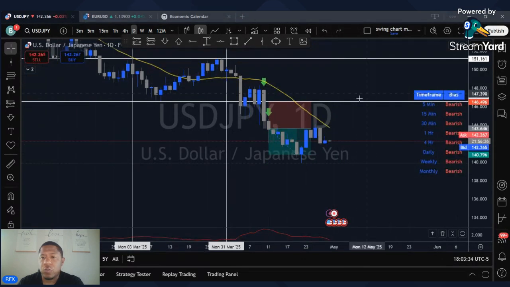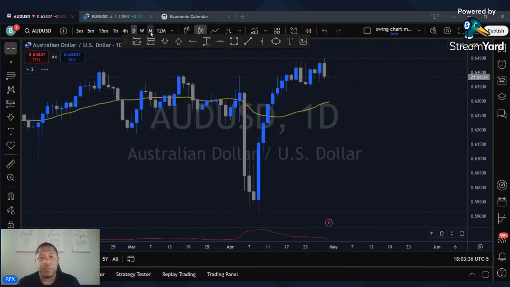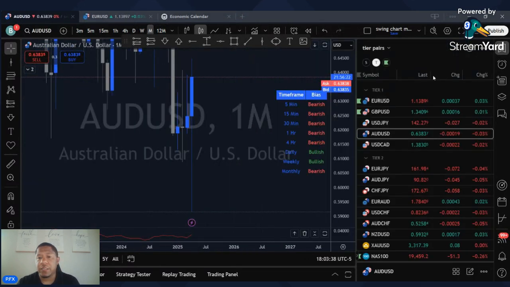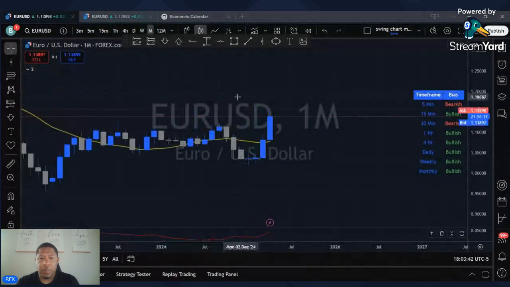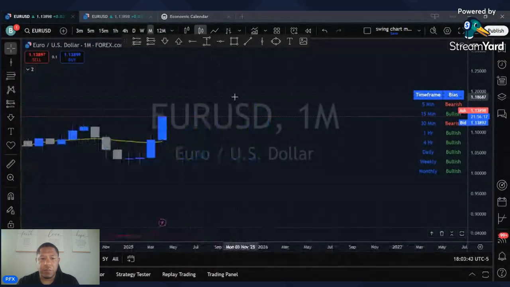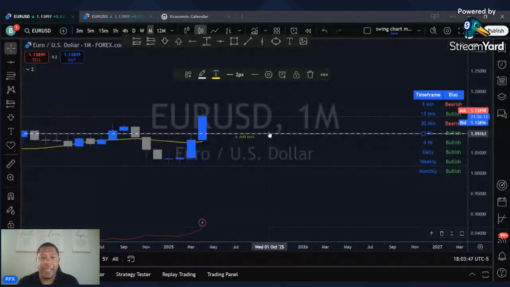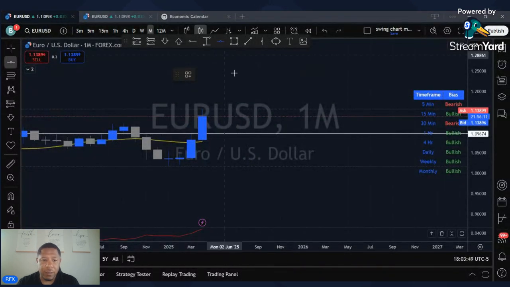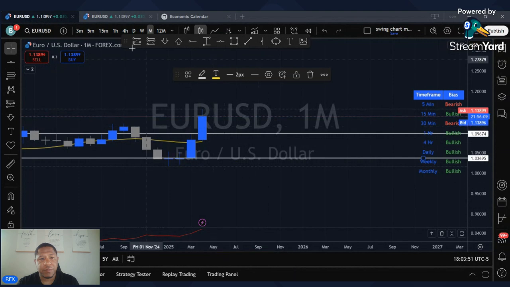So let's go to another pair. Let's bring it to the monthly. All right, let's go back up here, go to the monthly. If we break out to the highest point, if you have a wick, go to the highest point of the wick.